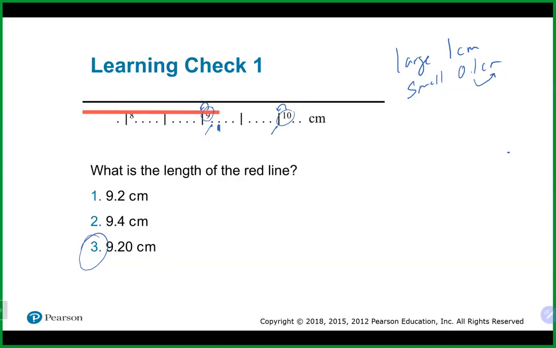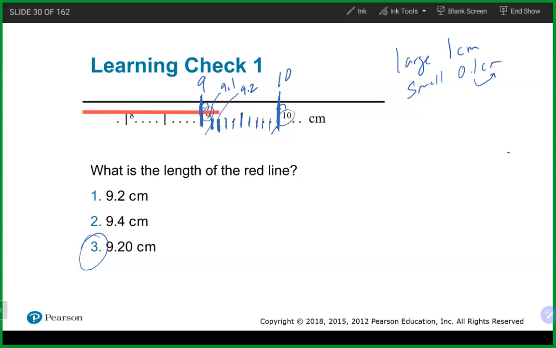So this marking right here is 9, and this marking right here is 10, and it got a little moved with PowerPoint, but these are really the small markings here: 1, 2, 3, 4, 5, 6, 7, 8, 9, and 10. That means each of these is 0.1, which means this marking right here is 9.1, this marking right here is 9.2, and then 9.3 all the way up to 10 as you go to the right there, yeah. Other questions?